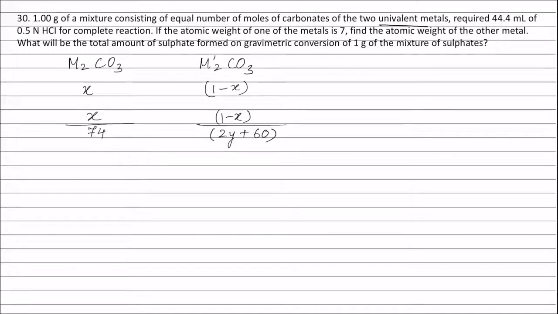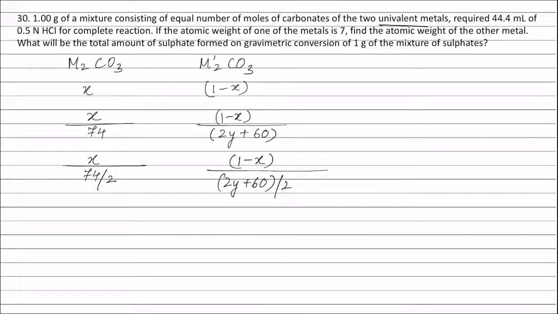Equivalence of M2CO3 will be weight of M2CO3, that is x, divided by equivalent weight of M2CO3, that is 74 divided by 2. 74 is the molecular weight of M2CO3 and 2 is the valency factor. Similarly, equivalence of M'2CO3 will be weight of M'2CO3, that is 1 minus x, divided by equivalent weight of M'2CO3, that is 2y plus 60 divided by 2, where 2y plus 60 is the molecular weight of M'2CO3 and 2 is the valency factor.